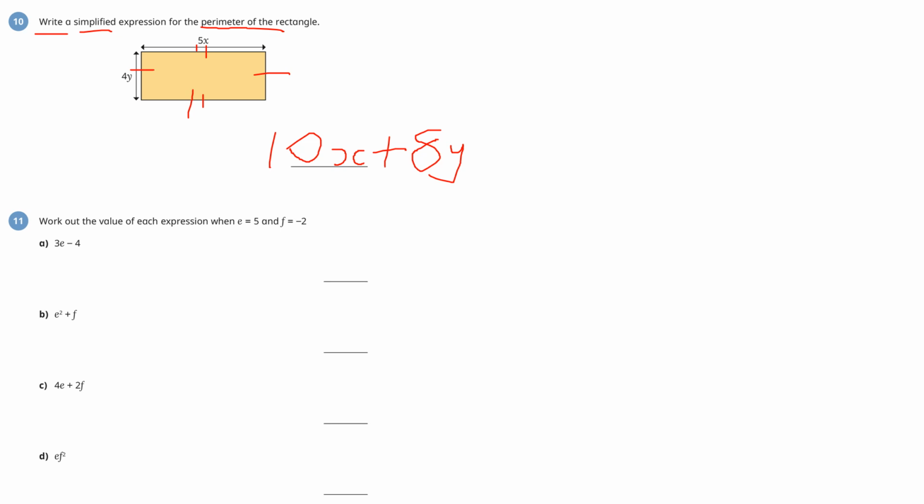Question 11, so looking at some substitution now. Work out the value of each expression when e is 5 and f is minus 2. So when e is 5, we're going to have 3 lots of 5. So 3 times 5, subtract 4. So 3 times 5 is 15. 15 minus 4 is 11.